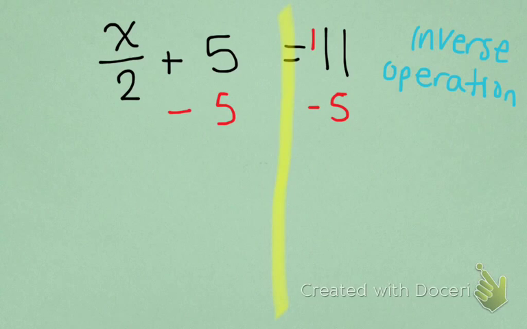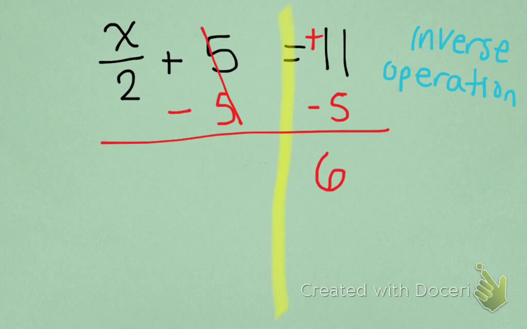Okay, 11 minus 5, maybe we don't know what that is yet. It's a positive 11 if there's no symbol in front of it, so we get 6. On the left it goes away because that's the whole point of inverse operation.